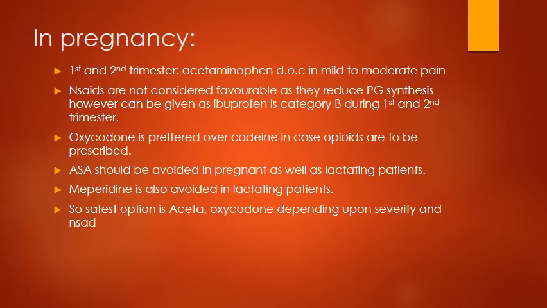But when it comes to the third trimester of pregnancy and the pain is moderate to severe, NSAIDs are not prescribed in that case. So NSAIDs are in category D in those scenarios, and those are not prescribed. Even aspirin is avoided in pregnant as well as lactating patients, and even meperidine is avoided in lactating patients. So the safest options are acetaminophen and oxycodone, depending upon the severity, and NSAIDs depending upon the trimester of the pregnancy and of course the severity of the pain.